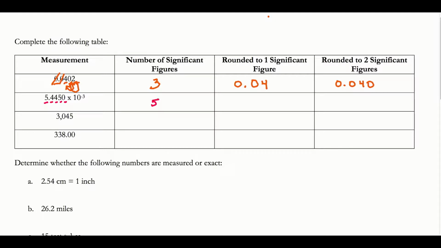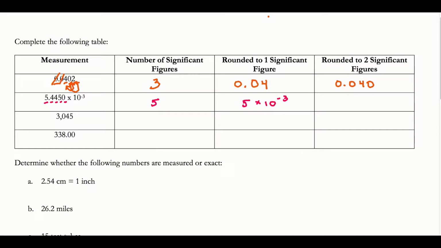Okay. I want to round it to 1 sig fig. So in this case, I have 5.4. So I want to keep the 5. And that's the only digit I want to keep because the 4 does not round the 5 up. So I have 5. Now, I can't just write it as 5 because that's a very different number than 5.4450 times 10 to the negative third. So instead, what I'm going to write is 5 times 10 to the negative third. Okay, and that is 1 significant figure.